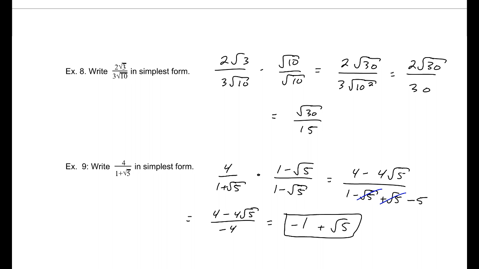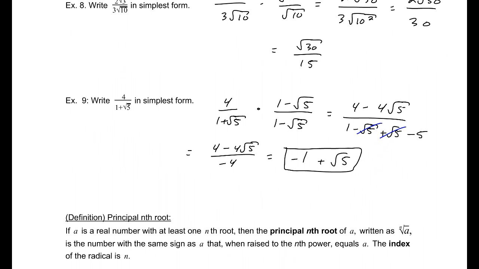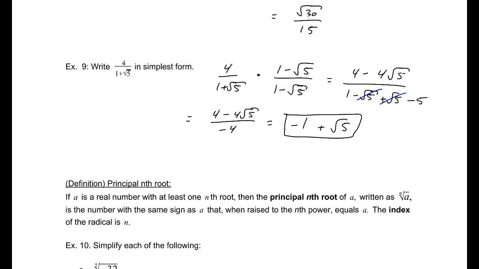Now, up to this point, all we've discussed are square roots. But what happens if it's not just a square root, but it's a cube root or a fourth root? Well, that's where the principal nth root comes in. All right, so if a is a real number with at least one nth root, then the principal nth root of a, written as the radical with an n as an index there of a, is the number with the same sign as a that when raised to the nth power equals a. The index is that n.